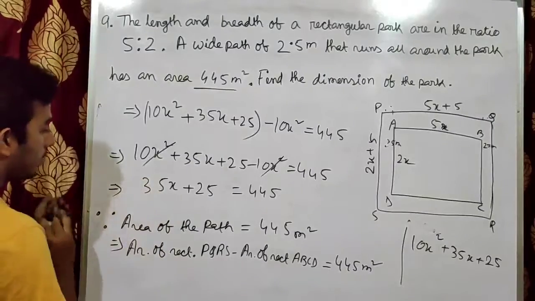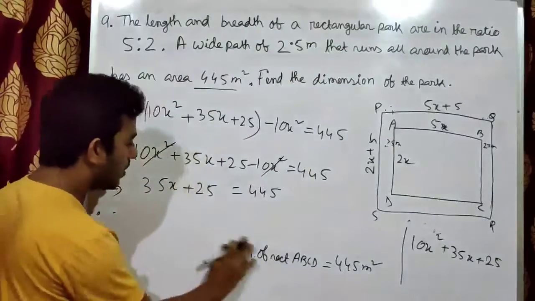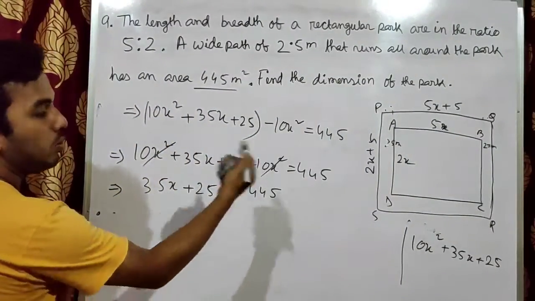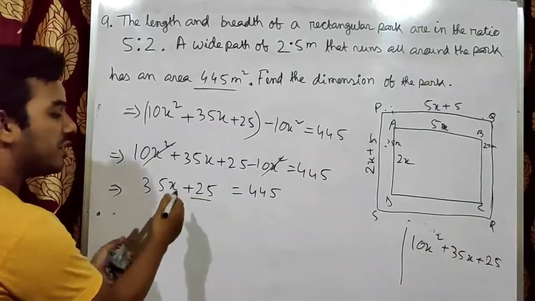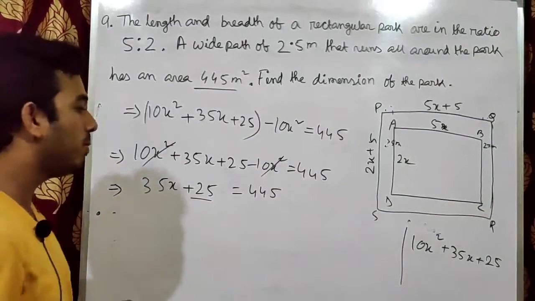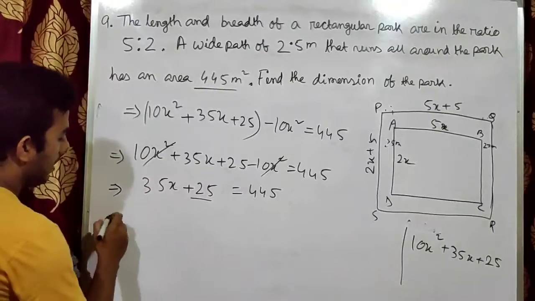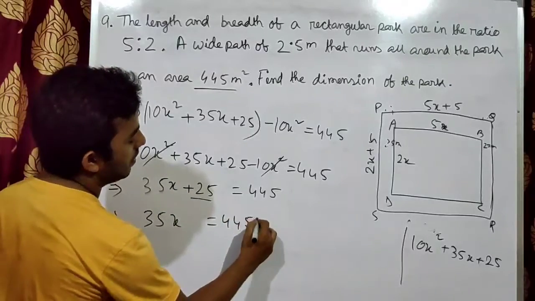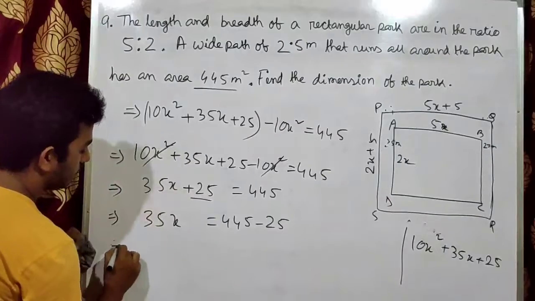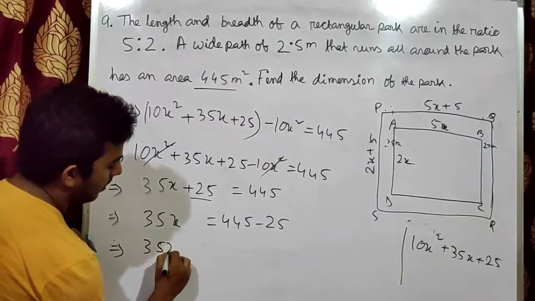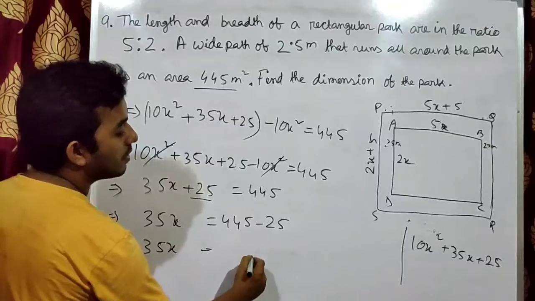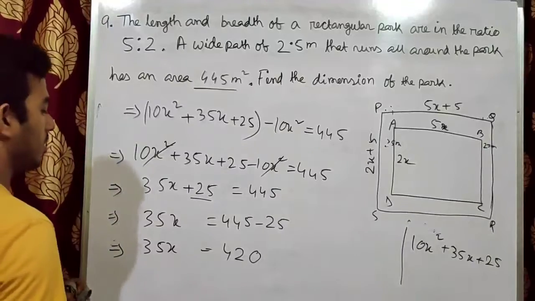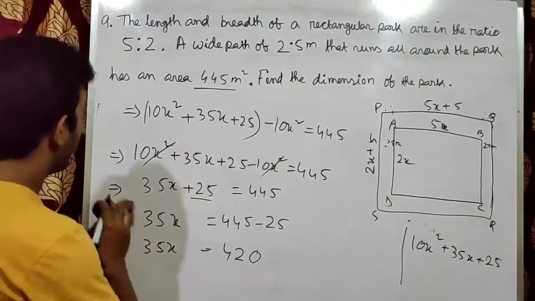Clear? So now we have to find the value of x, right? So we'll keep x on the left hand side, and one by one we will take the others to the right hand side. First of all, this is plus, and when we change the side, it will be minus. So our next line will be 35x equals 445 minus 25. So 35x equals 420.